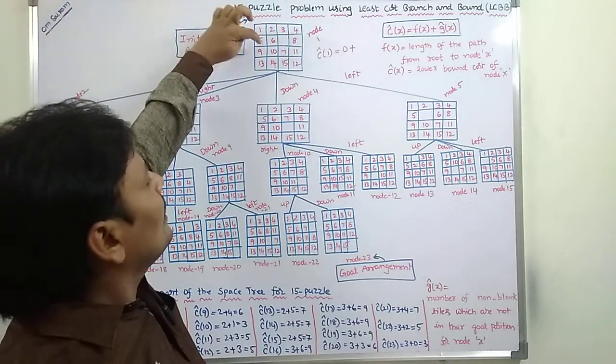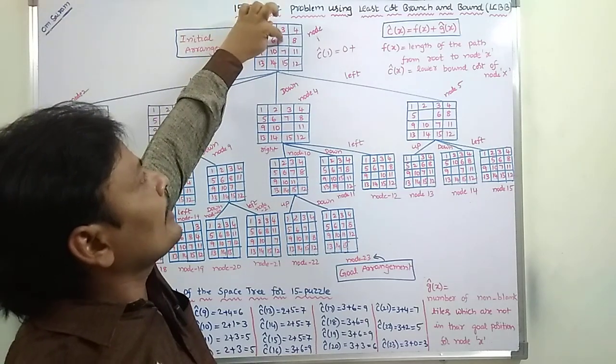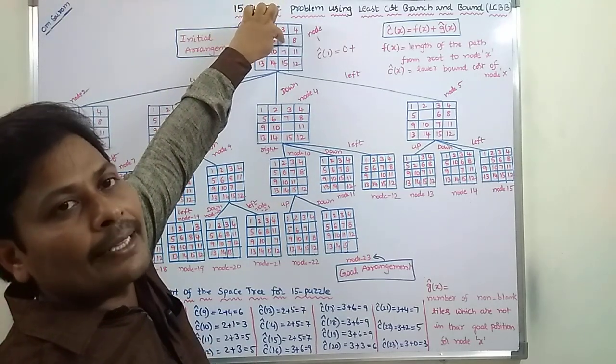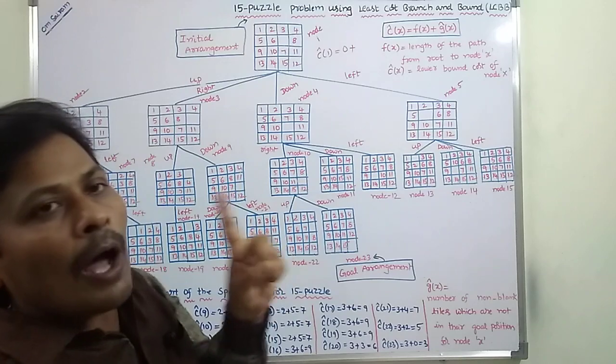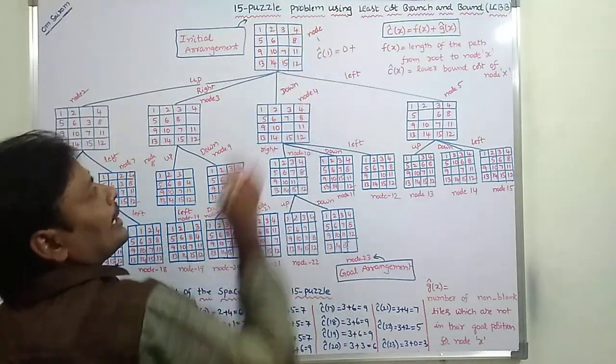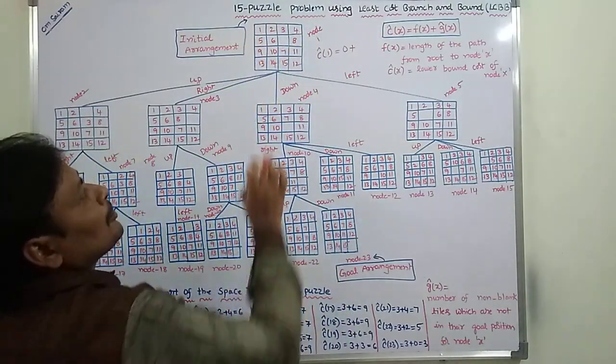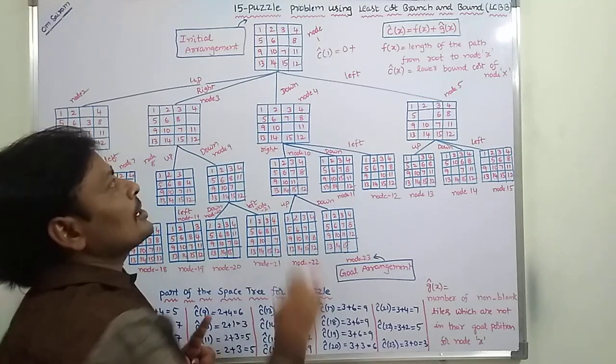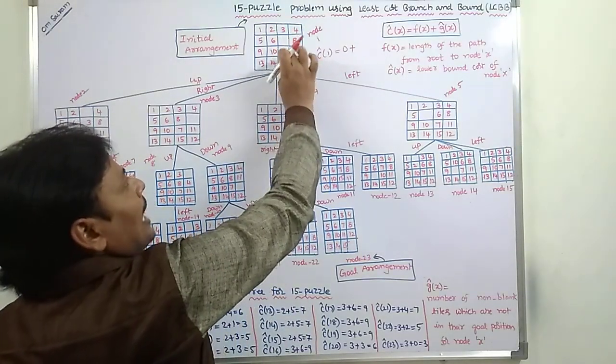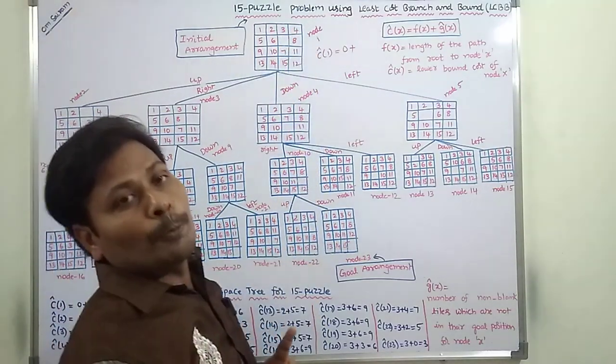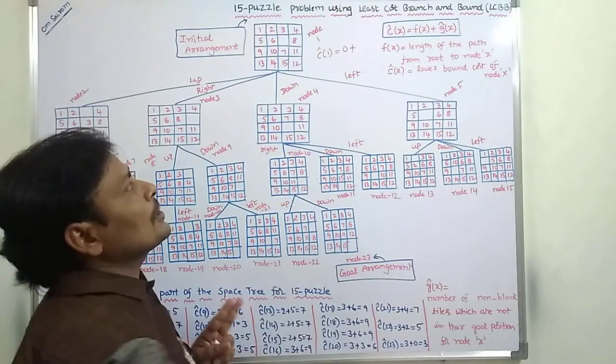5, it is already there. 6, it is already there. 7, the 7th tile cannot be there in its position. That is the wrong position. 8th already in correct position. 9th already in correct position. 10th already in correct position. 7th, this tile cannot be in its correct goal position. So that is 2 wrong positions.